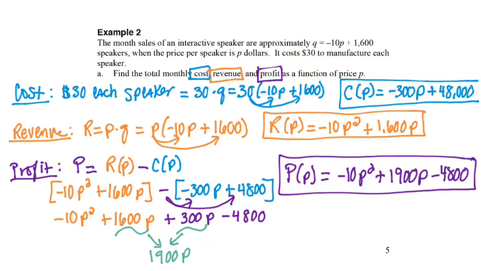Oh no, wait a minute, come back and look at the cost. The cost ended in 48,000, but when I was trying to find the profit, I accidentally only wrote 4,800. I need to add a 0 at the end of that number, which means I need a 0 in the line below, which means my final answer doesn't end in 4,800, it's 48,000. Sorry about that.